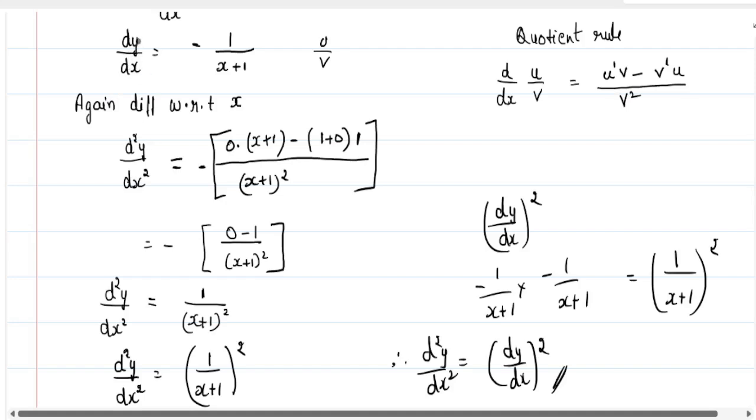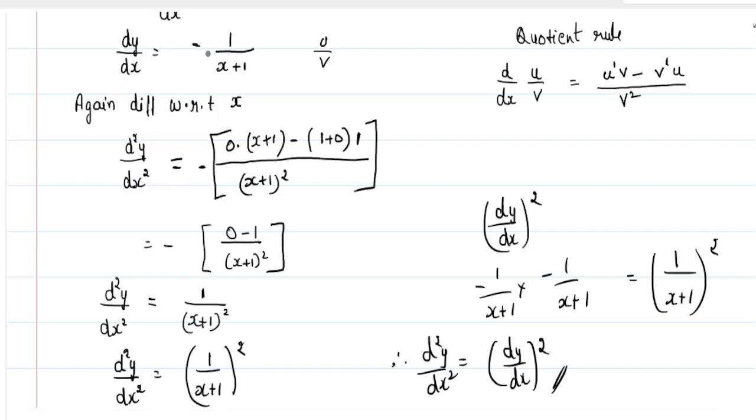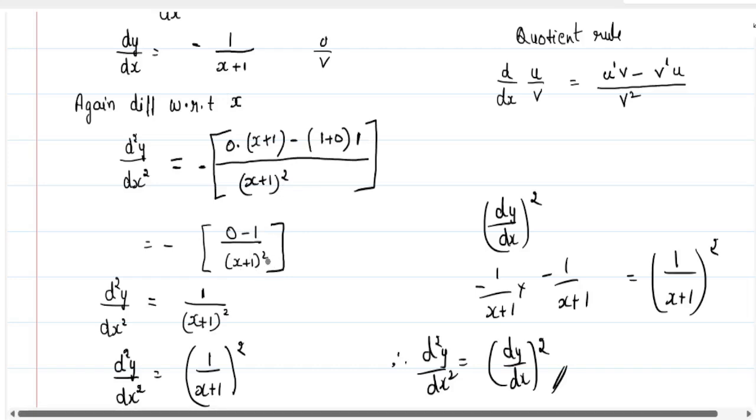Upon differentiating, we get d square y by dx square equal to, I'll take this minus sign out, u dash into v. What is u dash? Differentiation of 1, that is 0, into v. V is x plus 1, minus v dash into u. What is v dash? Differentiation of x plus 1, that is 1 plus 0, into u, that is 1, divided by v square, that is x plus 1 whole square. So this is 0. 0 minus 1 into 1 is 1, divided by x plus 1 whole square.